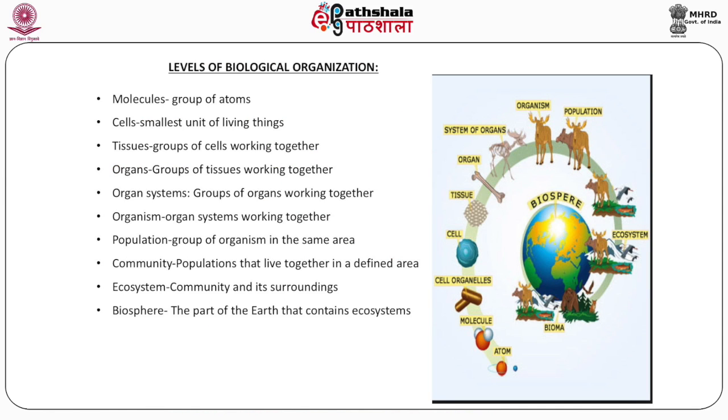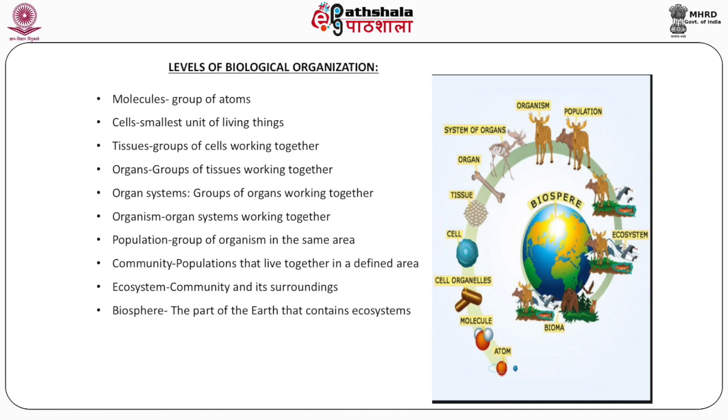Molecules are groups of atoms. Cells are the smallest unit of living things. So, we are starting with the lowest level of organization and going up the hierarchy. Tissues are groups of cells working together, and next come the organs, which are groups of tissues working together, and then forms the organ system, which is a group of organs working together, and combining all the organ systems forms the organism.